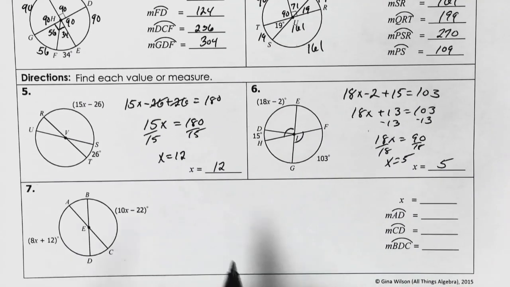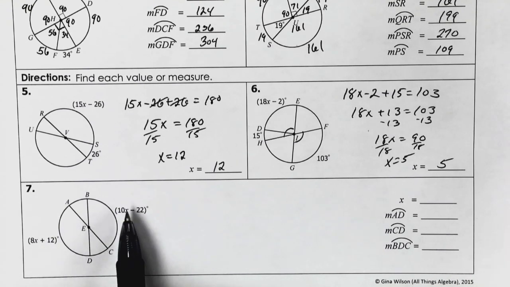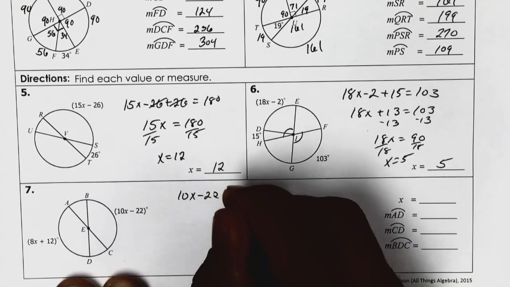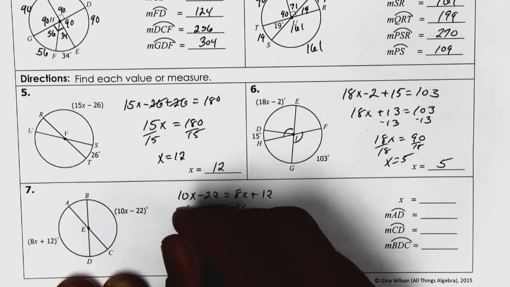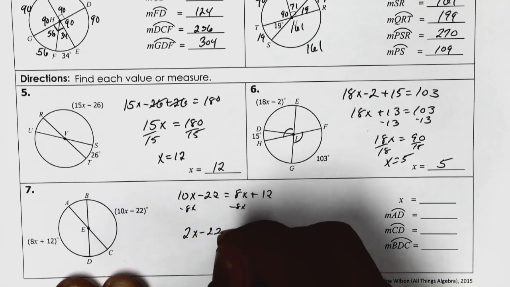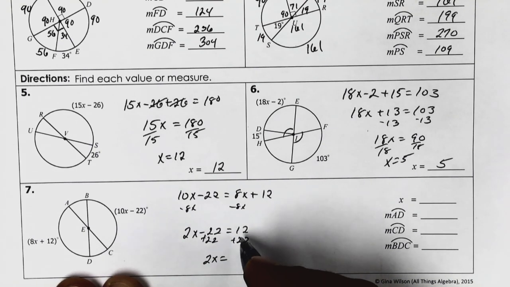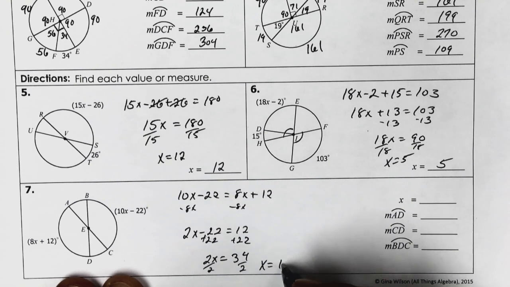All right, so right here, for number 7, these are vertical angles, so vertical arcs. That means these two are equal to each other. So we're going to set them equal and solve. 10x minus 22 equals 8x plus 12. Subtract 8x: 2x minus 22 equals 12. Add 22: 2x equals 34. Divided by 2, x is 17.